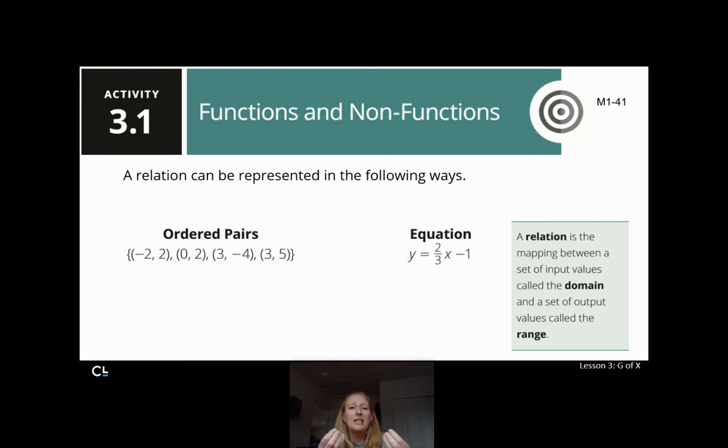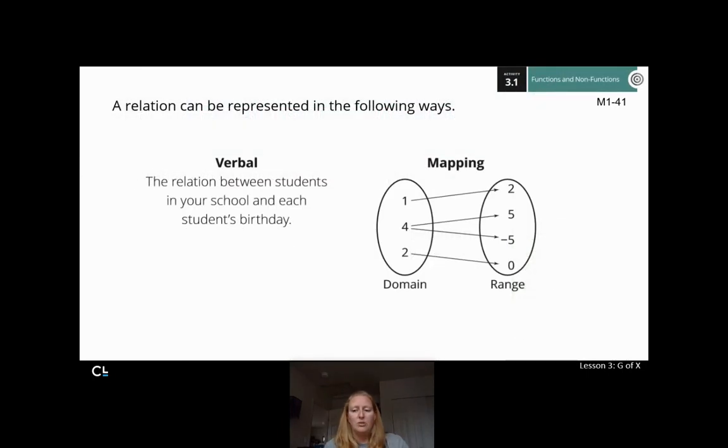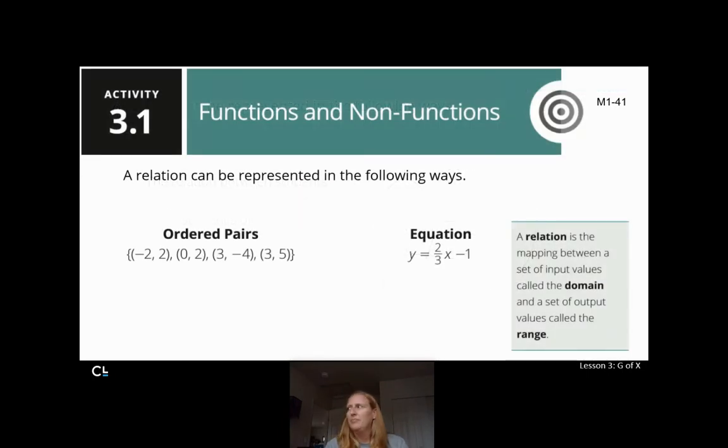Now you can represent this several different ways. We are on page M141 in your book, if you're not sure where we wandered off to. So you can use ordered pairs to describe a relation. It's just a set of points. We could just list off the points: (-2, 2), (0, 2), (3, -4), (3, 5). You can just list off a set of points to explain the relation. When I plug in this, this is what I get out of it.